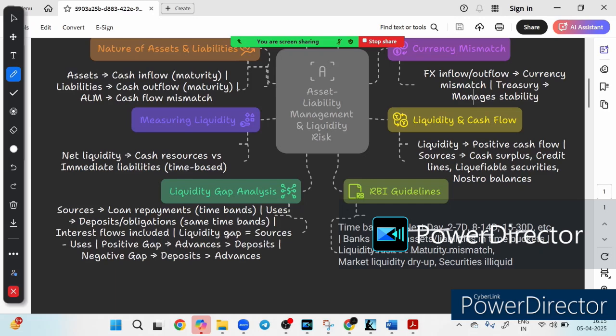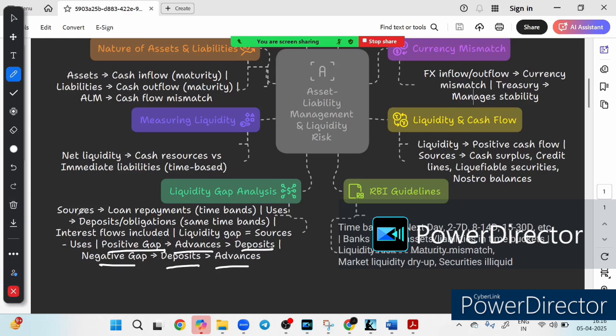And one thing is very very important, the meaning of positive gap and negative gap. What is the meaning of positive gap? Positive gap means more cash coming in. It means advance is greater than deposit. And what is the meaning of negative gap? Negative gap means more cash going out than coming in. This means deposit is greater than advance, right?